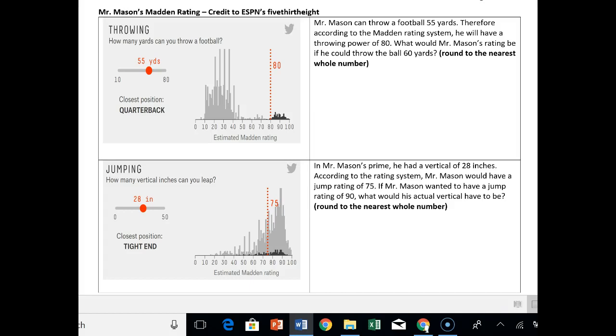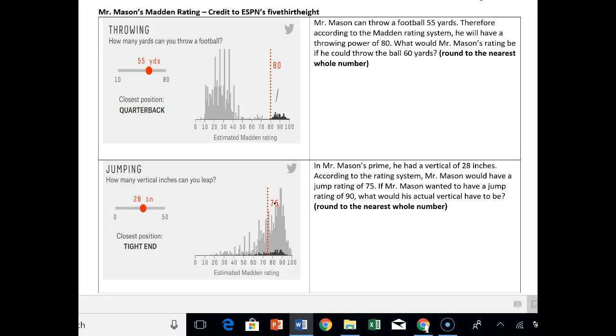So I found some interesting information on the web. I was looking through ESPN, and I read an article about how they create Madden player rankings. And they gave you this cool little graph here, and you could say how far you actually throw the ball right here, right? So I can move this back and forth, and then it would tell you what your Madden rating would be here. So it's saying if I can throw it 55 yards, my Madden rating for throw power would be 80. Just like here, if I can jump 28 inches high, my Madden rating would be 75 for my vertical. And so we're going to assume something.